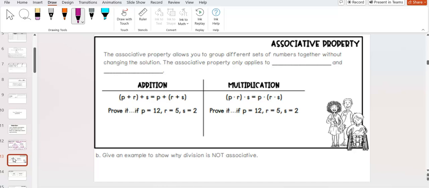Okay, the associative property is a property I remember from the word associate. Hopefully you know that the word associate means who you group with, who you're friends with, who you associate with. Okay, I associate with these people. They are my friends. So associative property has to do with grouping different sets of numbers together. And it says that I can group different sets of numbers together and I won't change the solution. And it only applies, again, to addition and multiplication.